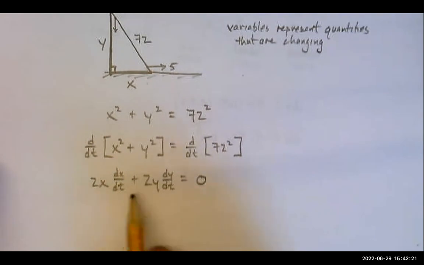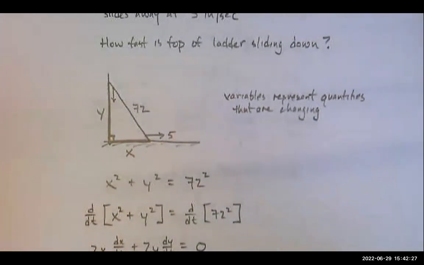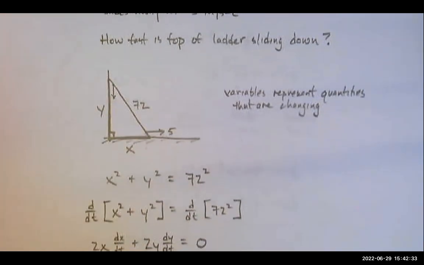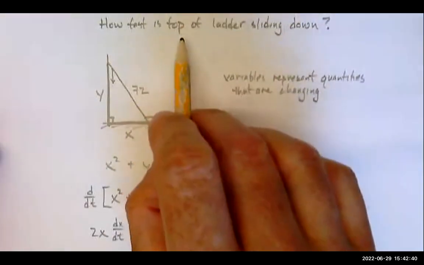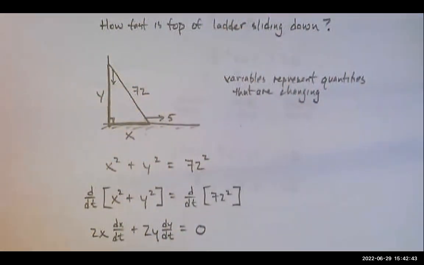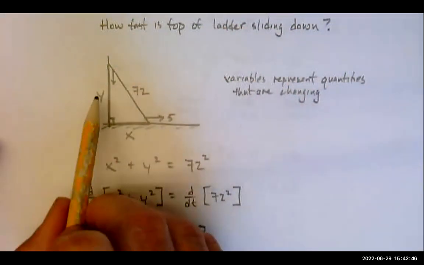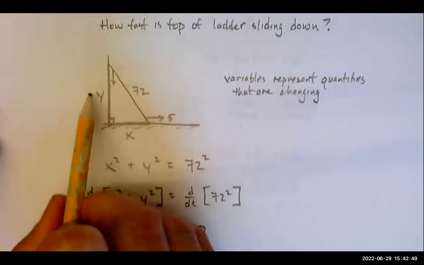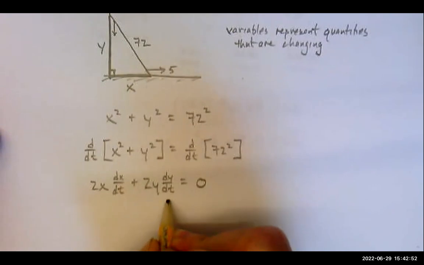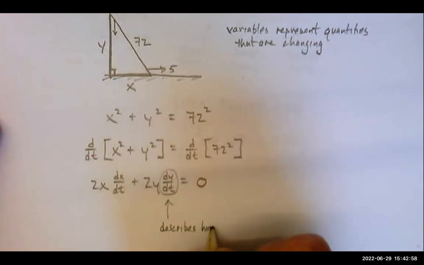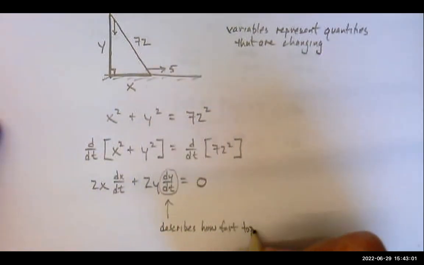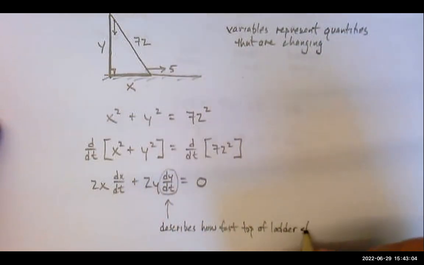So it turns out one of these rates of change is what we're trying to figure out. What is the question asking? How fast is the top of the ladder sliding down the house? Well, which rate, dx over dt or dy over dt, would connect with this question? The way we labeled it, as the ladder slides down, that's changing y. So the dy over dt describes how fast the top of the ladder slides down.